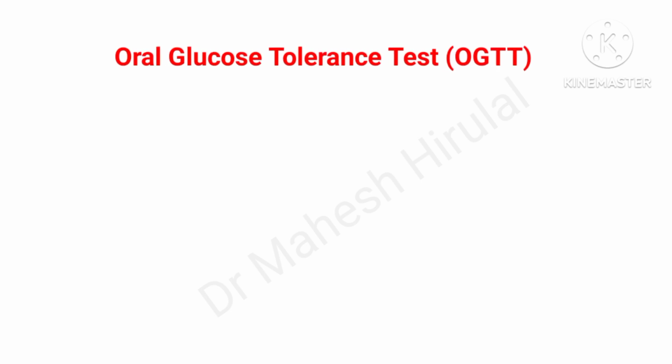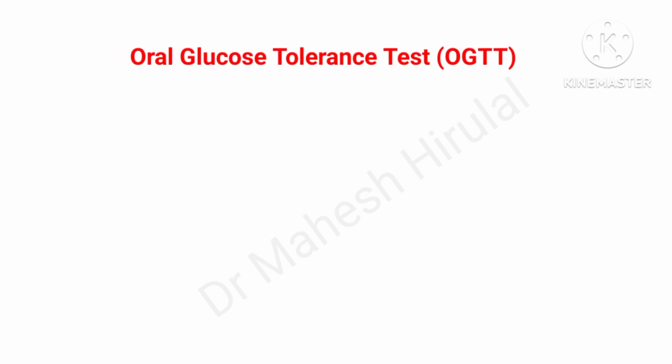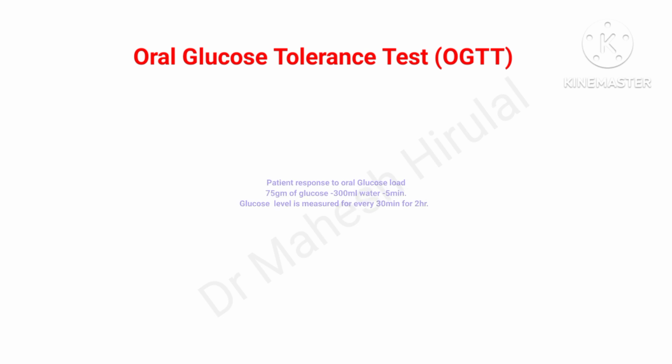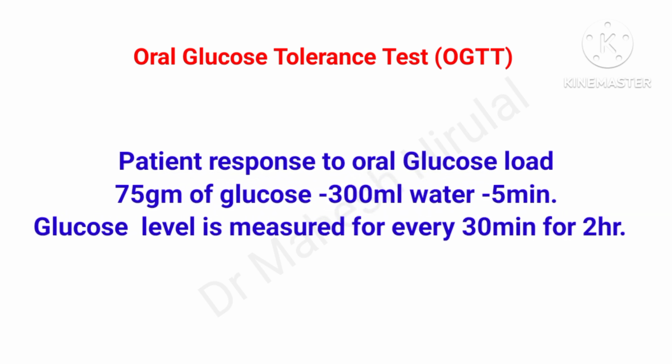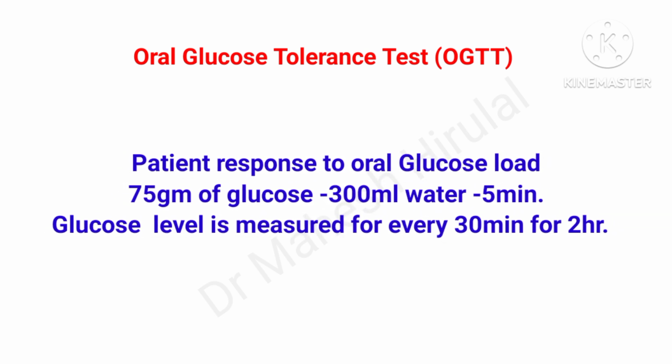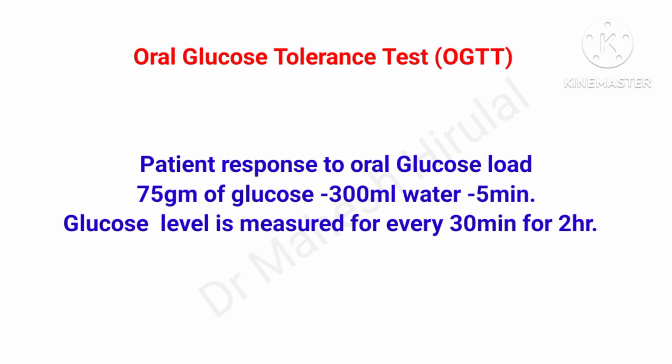Oral glucose tolerance test, OGTT, is a special test where the patient's response to an oral glucose load is estimated. The patient is asked to take about 75 grams of glucose in 300 ml of water within 5 minutes. Then the glucose level is measured every 30 minutes for 2 hours. This test is especially used to diagnose gestational diabetes.